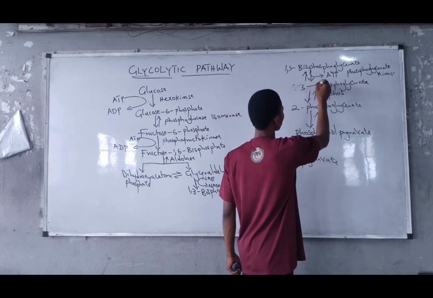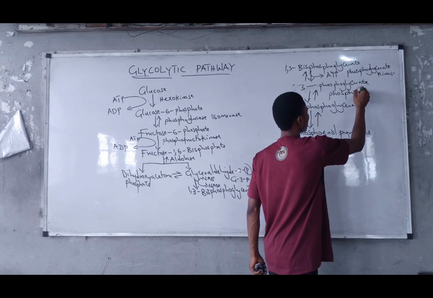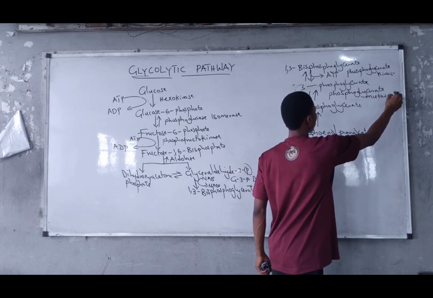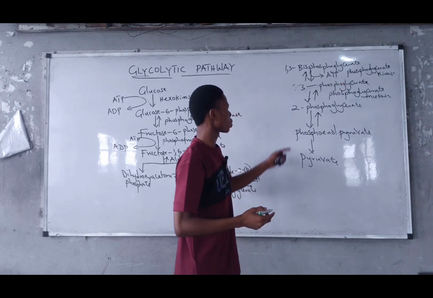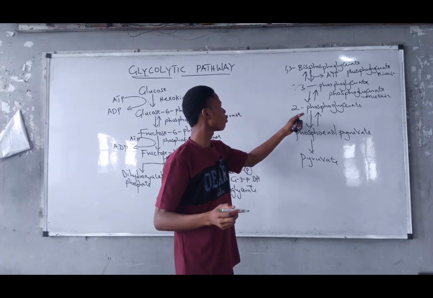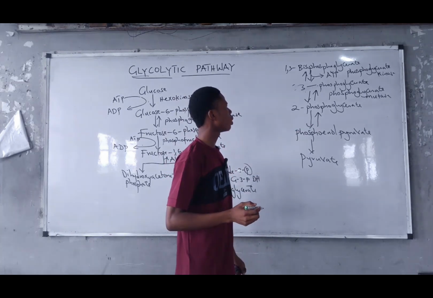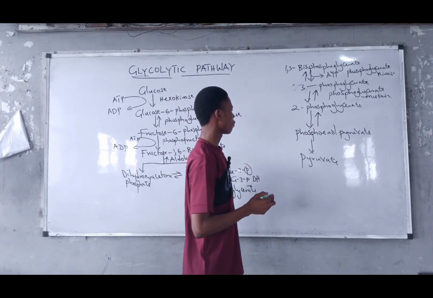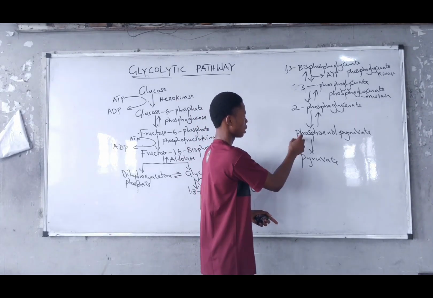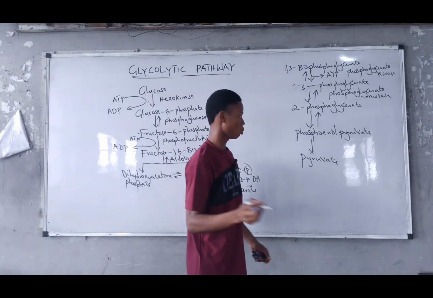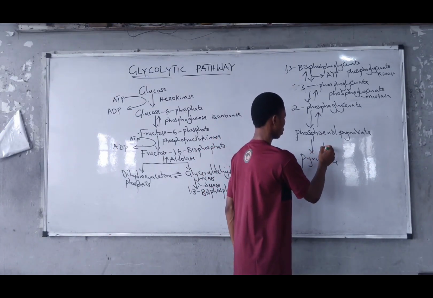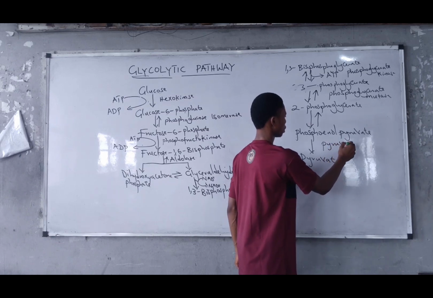So 3-phosphoglycerate to 2-phosphoglycerate is catalyzed by phosphoglycerate mutase. Now from 2-phosphoglycerate to phosphoenol pyruvate, and from phosphoenol pyruvate to pyruvate. Remember we said this last step is irreversible. This last step here is catalyzed by the enzyme pyruvate kinase.